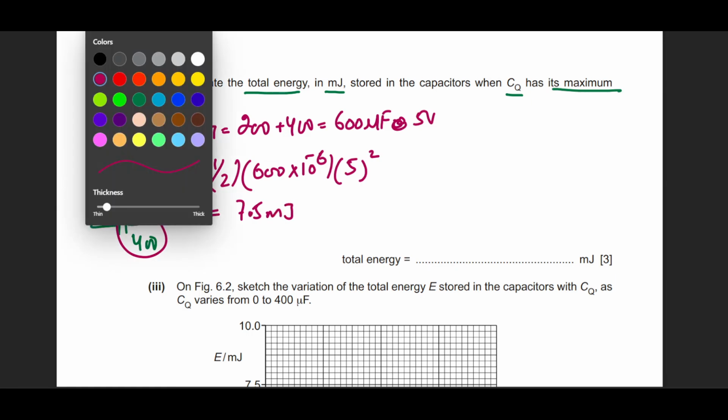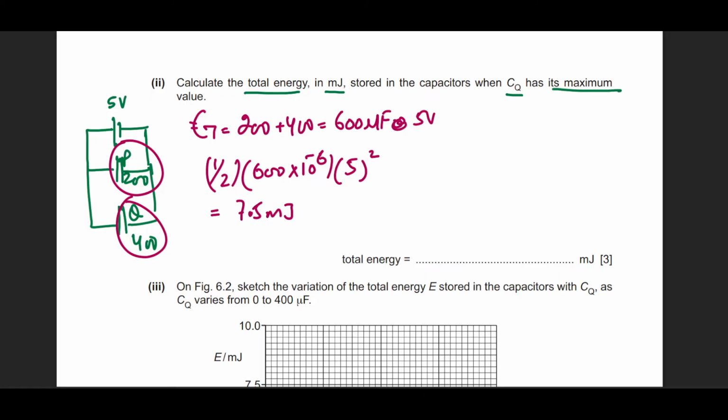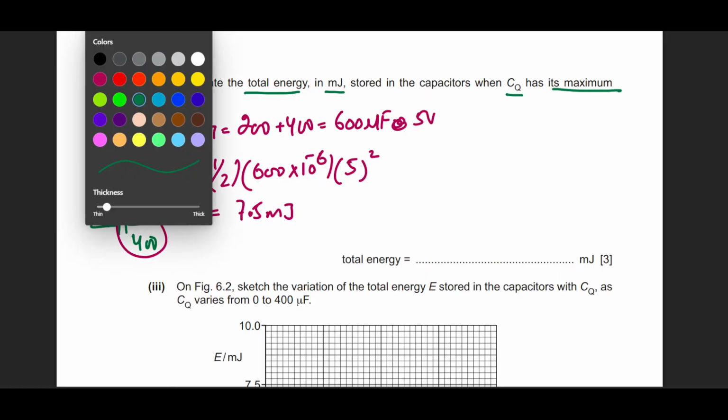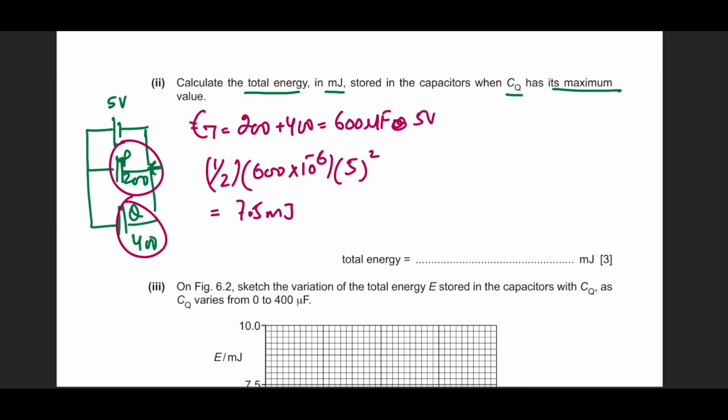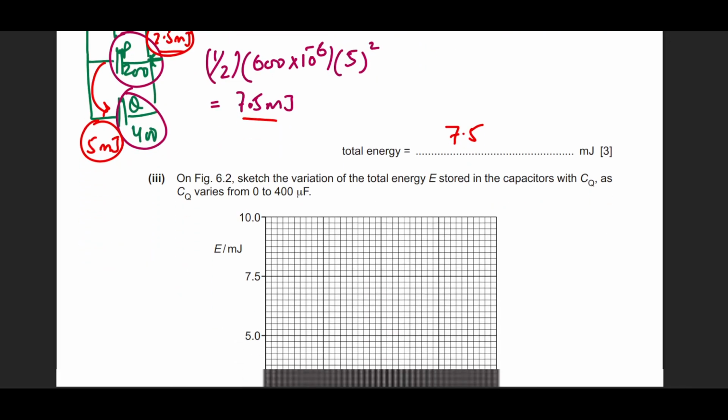You could have also looked at it from a ratio perspective, that if 200 microfarad is only holding on to 2.5 millijoules, then if this capacitor is twice the 200 microfarad, then this will be holding twice as much energy. So this will be 5 millijoules. So the total energy of the system would have been 2.5 plus 5, which again comes down to 7.5. So this is 7.5 millijoules of energy.